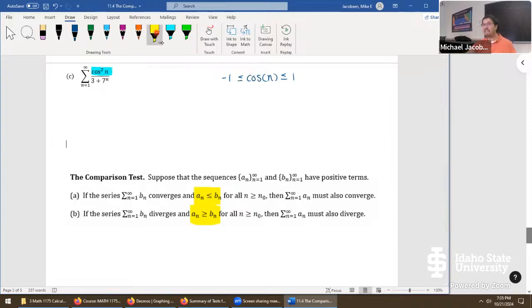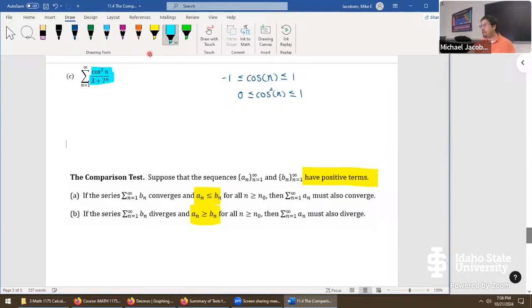And notice the power on this really had to be squared because we need positive terms to use the comparison test. Cosine n on its own has positive and negative terms. So square this inequality and we get 0 less than or equal to cosine squared n less than or equal to +1. So that's going to be our estimate for the numerator. In the numerator, cosine squared n is always less than or equal to 1. That helps us out. Any questions to that stage?